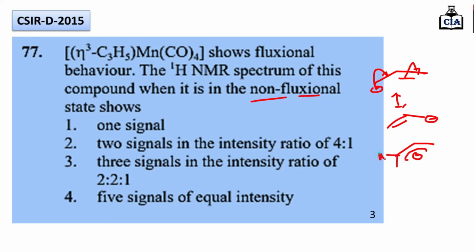So we have two hydrogen atoms at the terminal position, and there is one hydrogen atom. If you take the ratio of these hydrogen atoms, it is 2 to 2 to 1. So in the 1H NMR spectrum there are a total of 3 types of protons, and the intensity ratio of the protons is 2 to 2 to 1. So the compound will give a total of 3 signals of intensity ratio 2 to 2 to 1. So the correct answer will be 3.